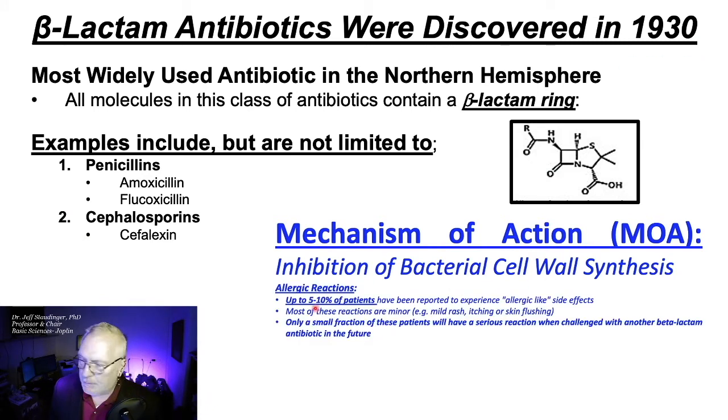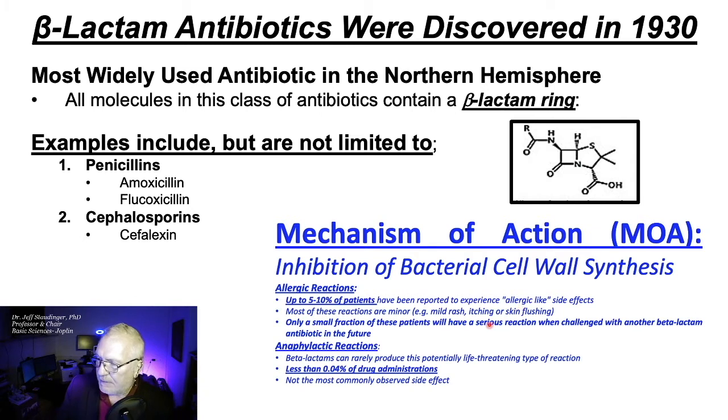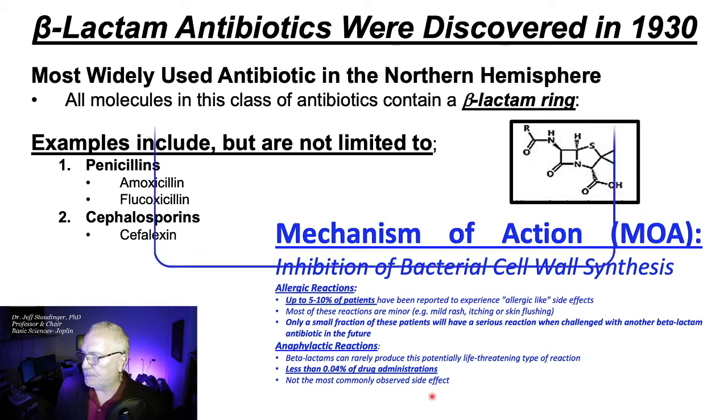Up to 5 to 10% of patients report allergic-like side effects. Most of these reactions are minor to include mild rash, itching, or skin flushing. Only a very small fraction of these patients will have a serious reaction when challenged with another beta-lactam antibiotic in the future. With respect to anaphylactic reactions, these drugs rarely do produce this life-threatening type of reaction. It's less than 0.04% of drug administrations, and it's not the most commonly observed side effect.